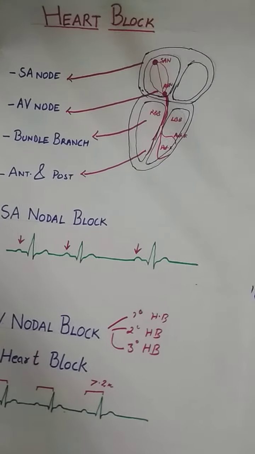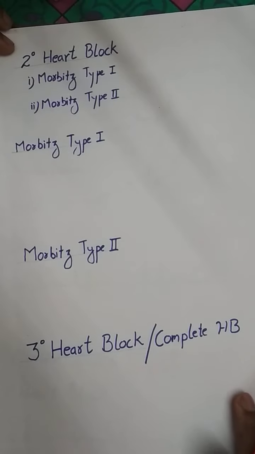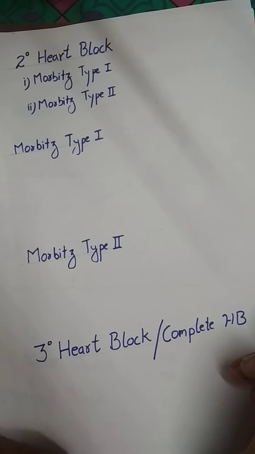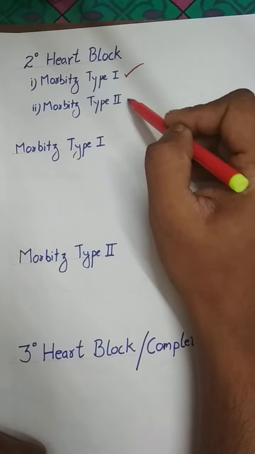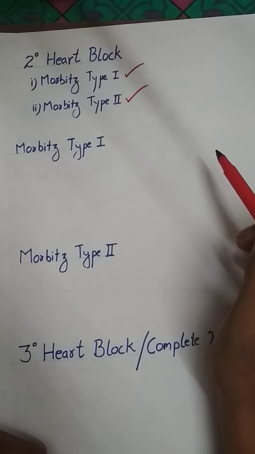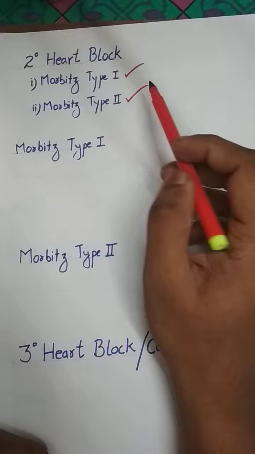Now moving on to the second degree heart block. The second degree heart blocks are of two types. First is the Mobitz type 1, second one is the Mobitz type 2. Mobitz type 1 and Mobitz type 2.